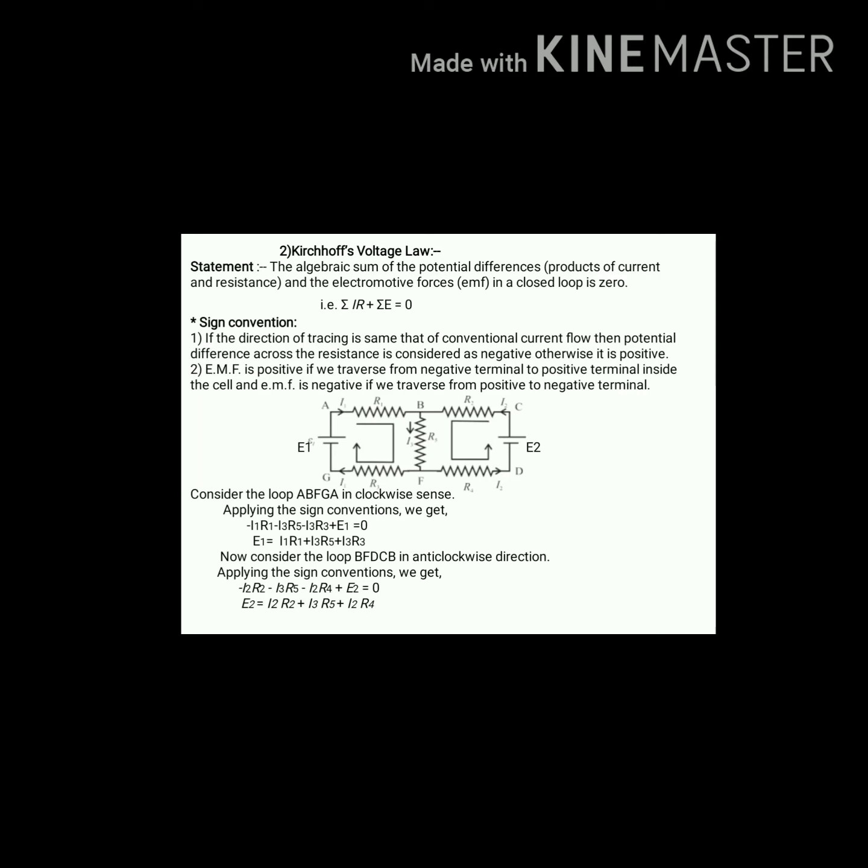as negative, plus E2. Here E2, that is the second EMF, is considered as positive because we traverse from negative terminal to the positive terminal inside the cell, so E2 is positive. So the last equation is E2 is equal to I2 R2 plus I3 R5 plus I2 into R4.